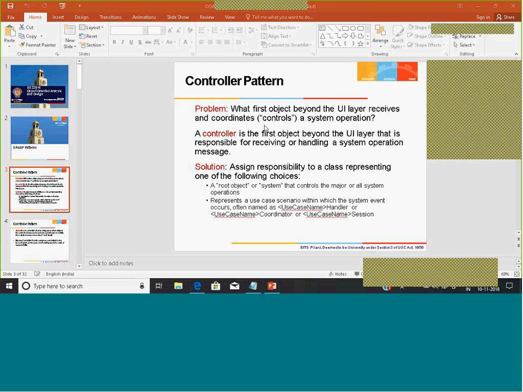Okay, so we start with the controller pattern today. Let's understand the problem that the controller pattern tries to address. It says: what first object beyond the UI layer receives and coordinates a system operation? So which should be the object, the first object which receives all these system operation events?